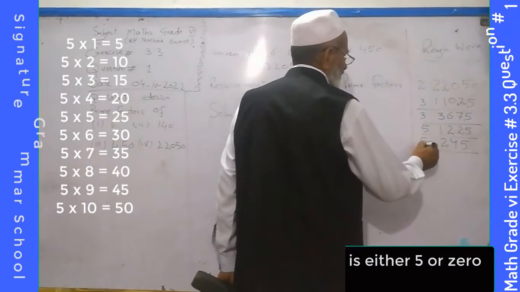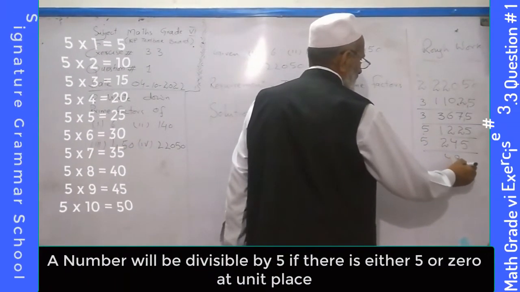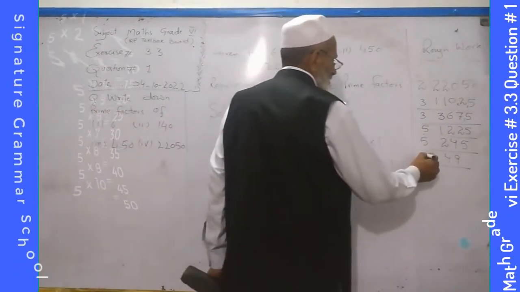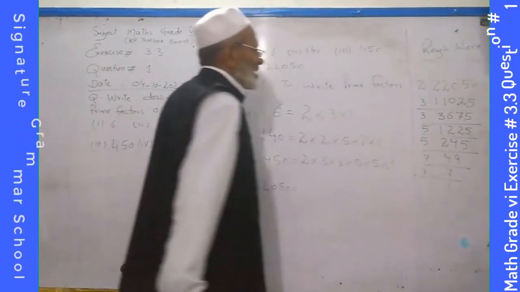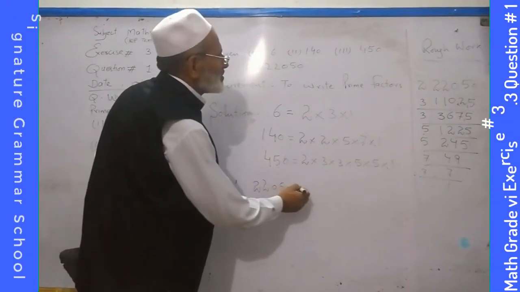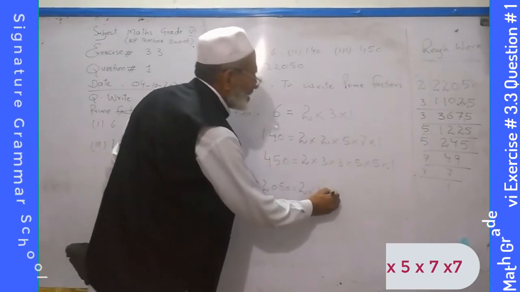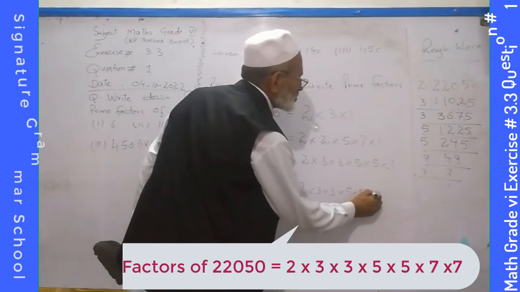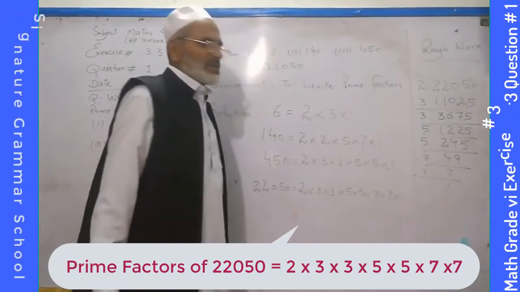Now 5 how much is 20? 5 4s are 20 and 5 9s are 45. 49 is divisible by 7. 7 7s are 49 and 7 1s are 7. Hence in this case the prime factors of 22,050 will be 2 multiplied by 3 times 3, and 2 times 5, 5, and 2 times 7. And if I want, I may write 1 or not.